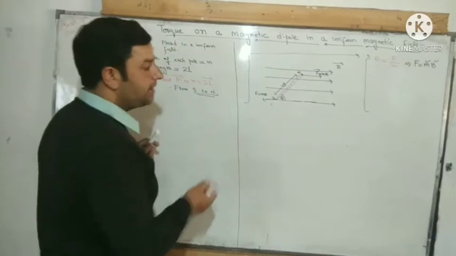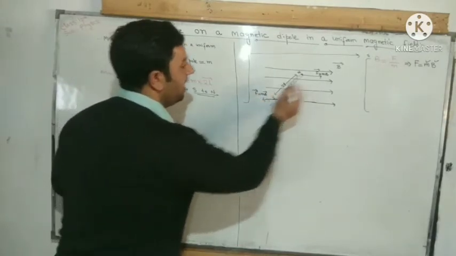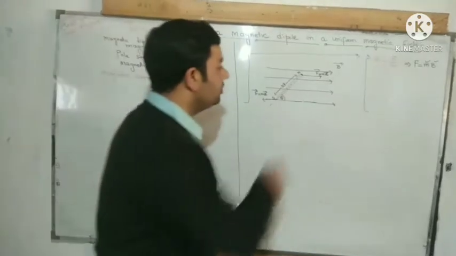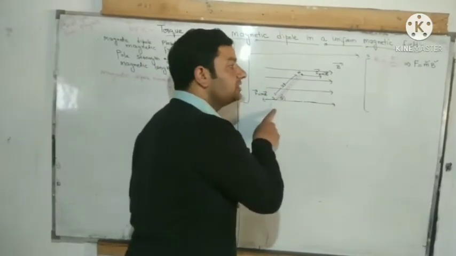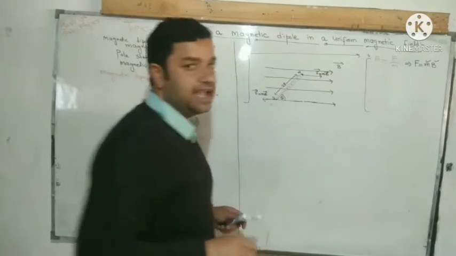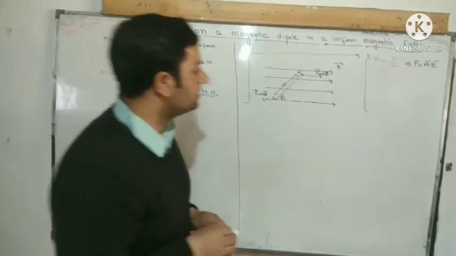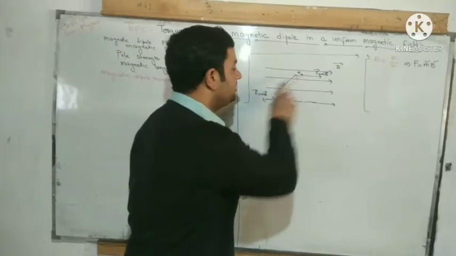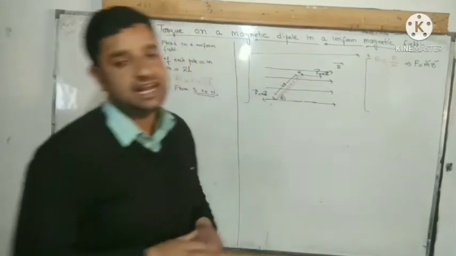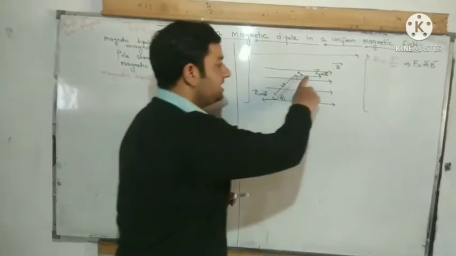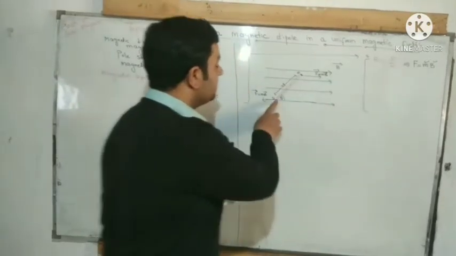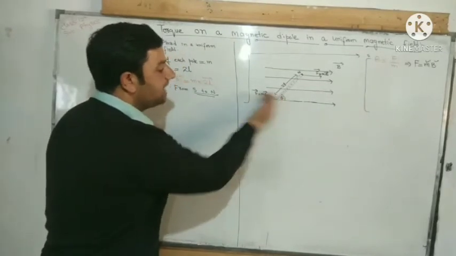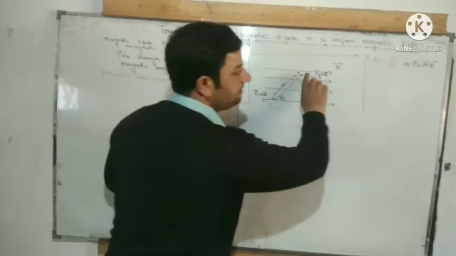F is equal to mB, in the direction opposite to the direction of the magnetic field. The north pole and the south pole both experience magnetic force. The magnitude is equal because the pole strength is equal, but the direction is opposite. One is along the direction of B, the other is opposite to the direction of B.